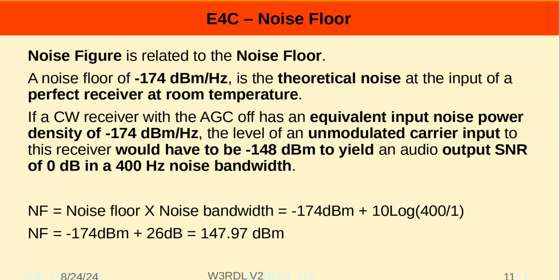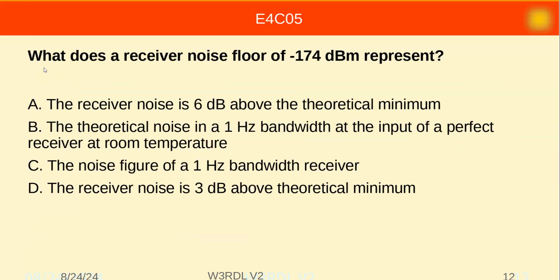I think in this example, they're showing you what the carrier would have to be to output a 0 dB signal to noise ratio with 400 hertz bandwidth. Since it's 400 hertz wide, you have to multiply the minus 174 by 400 hertz, and that's what's down there in the example. It's a very confusing example, and I don't remember the question. I don't think you have to do the math. We'll see. What does a receiver noise floor of minus 174 dBm represent?